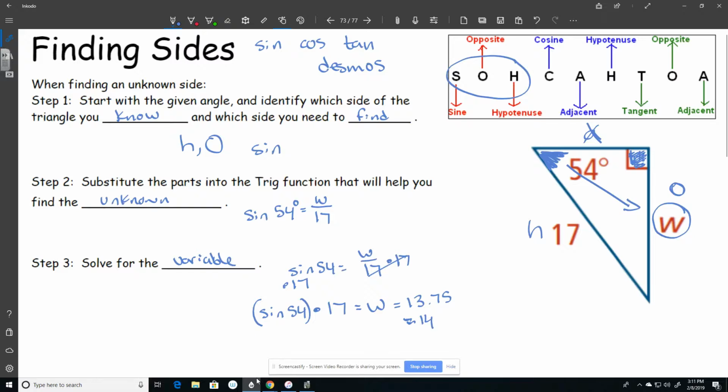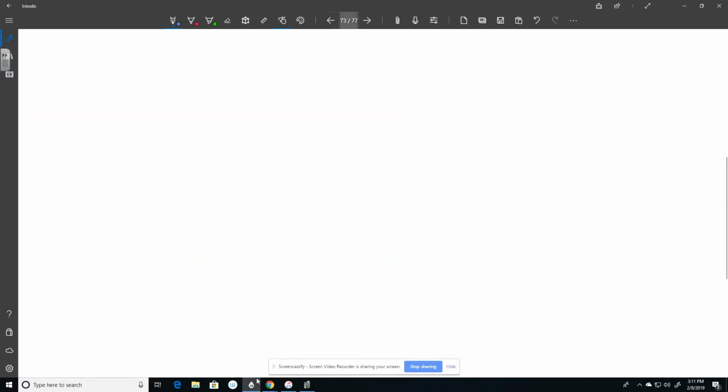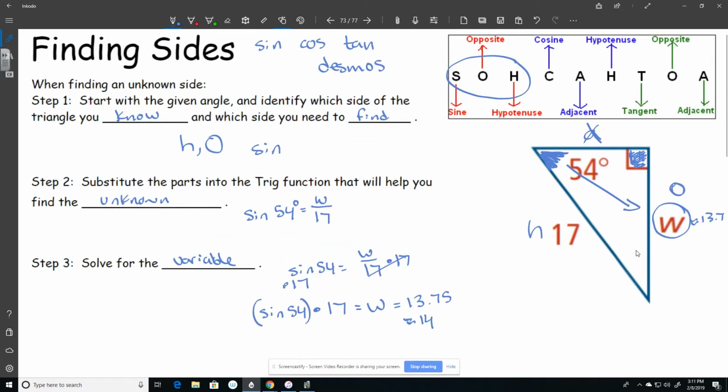I don't know, or the whole number. It just depends on the problem that you're doing. All right. So I know that W is about 13.75. There we go. W is about 13.75.